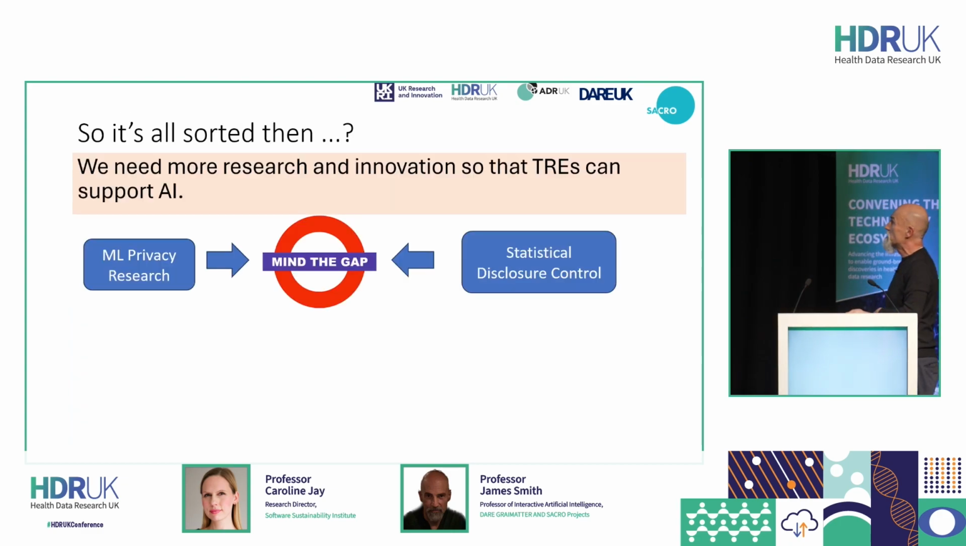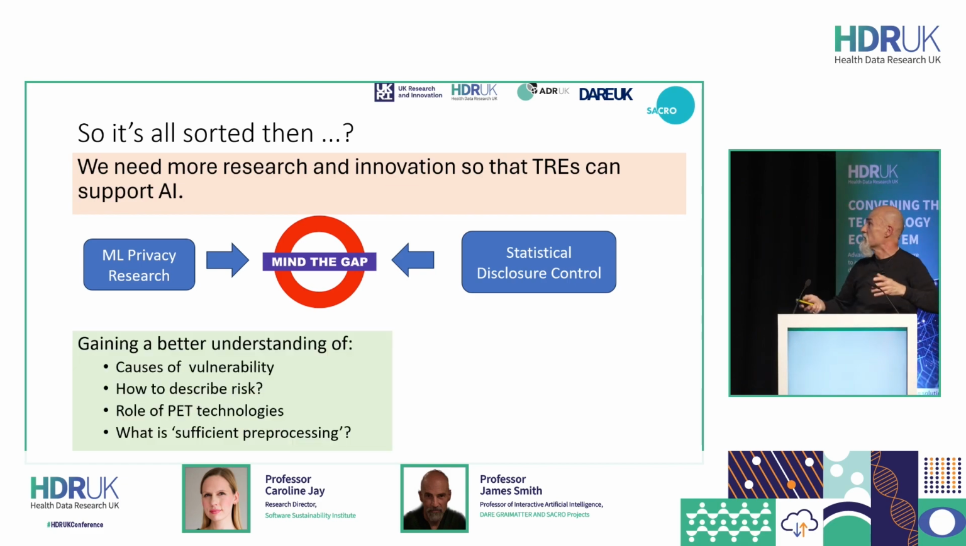So is it all sorted? No. We need to do some more research. We need to bring together the ML people and the TRE's way of thinking about disclosure risk. There's still gaps there. We need to get a deeper understanding of things like when can you say that your pre-processing has made your data so safe that just sticking AI on top of it doesn't make it any worse.